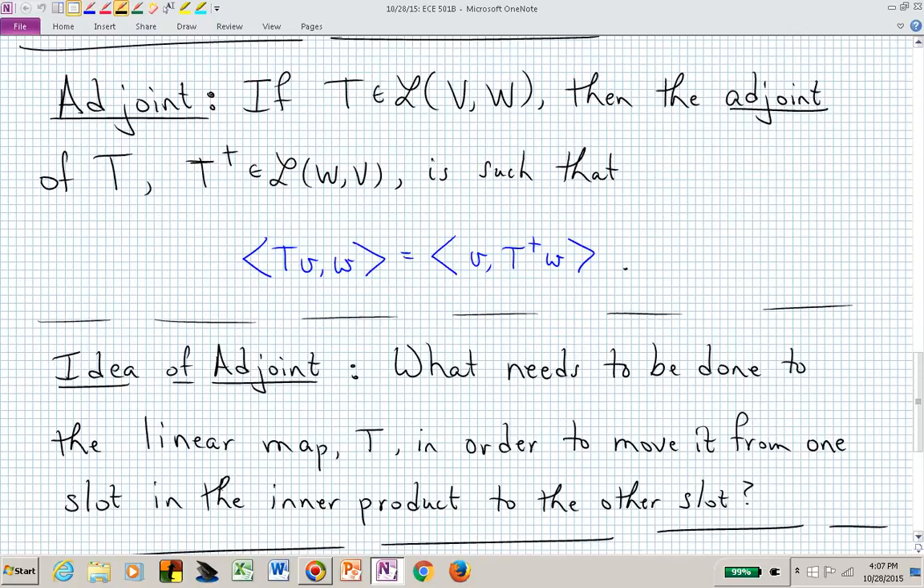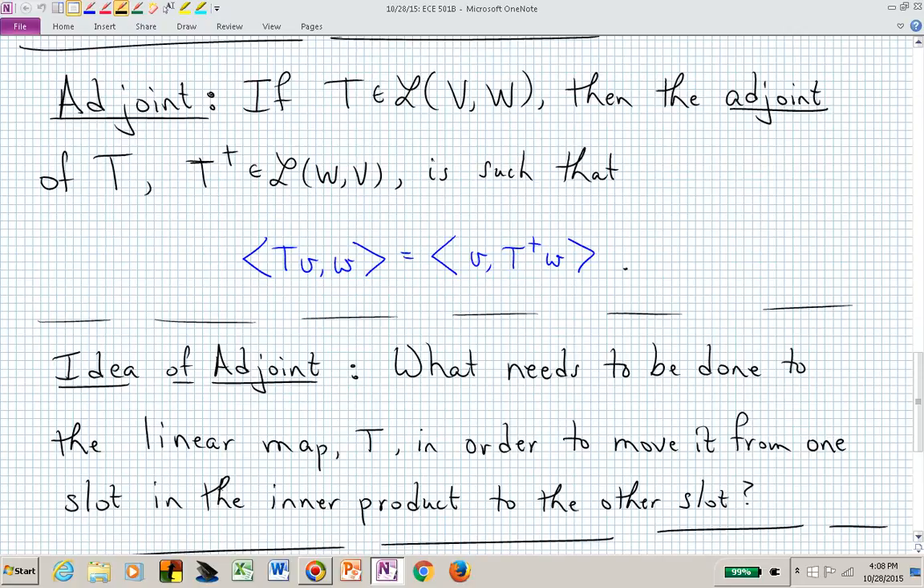If we have a little vector V and we operate on it with the linear map T, TV actually lives in W, the vector space W, as does W. That's now using the inner product on W, and that's equal to the inner product generated by V, T dagger W, that's the inner product on the vector space V. The idea behind the adjoint is what do we need to do to this linear map T so that we can slide a consistent linear map to this other slot in an inner product and have those be equal in terms of the resulting inner product.